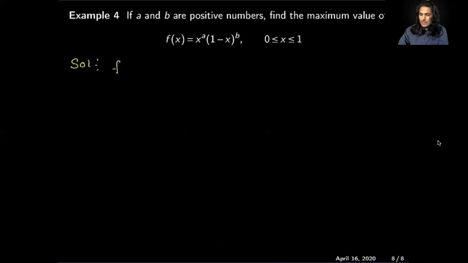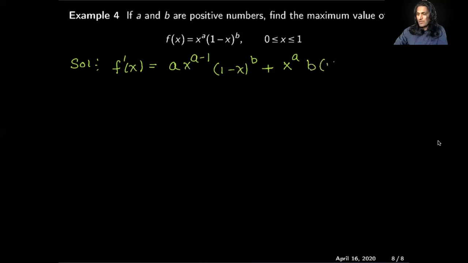So f prime of x will be, by using the product rule, the derivative of the first term, a x to the power a minus 1, times 1 minus x to the power b as it is, and then I will take the derivative of the second term, so it will be x to the power a as it is, times b times 1 minus x to the power b minus 1, and times the derivative of the inside, which is -1.